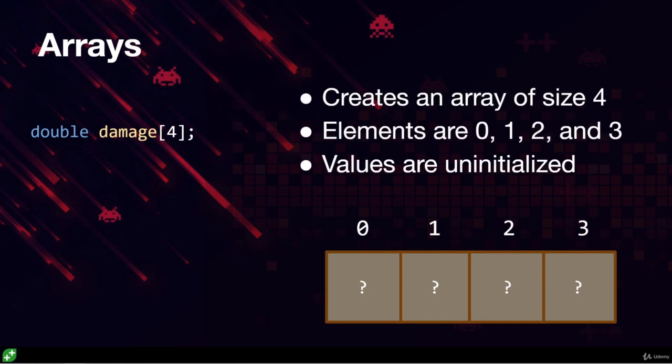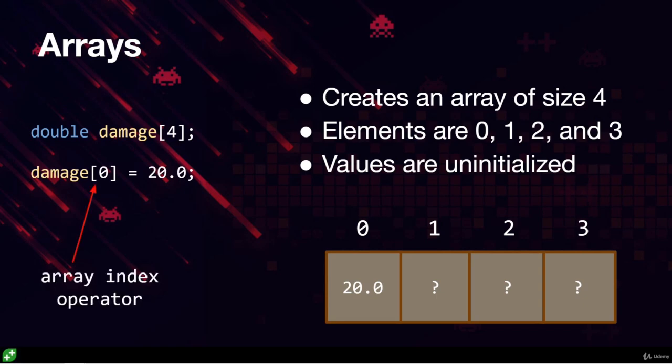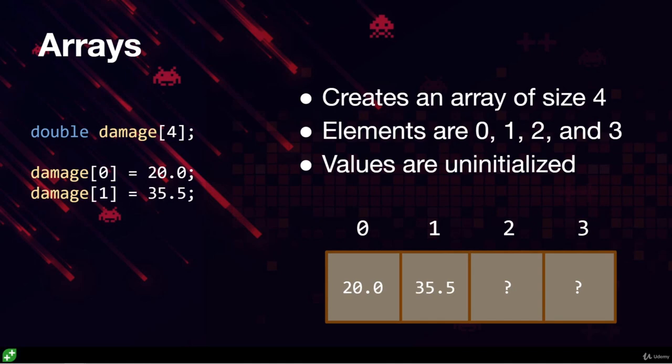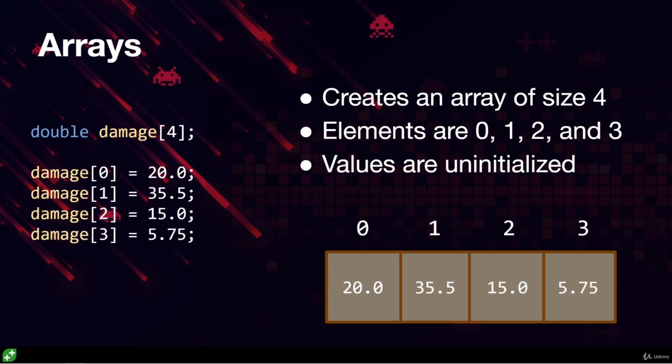So how do we initialize the array? Well, we do so by accessing one of the elements using square brackets along with an integer value for the index of the element. We refer to the square brackets here as the array index operator, and the index determines which array element to access. We can then use the assignment operator to store a value in that element at the assigned index. So to assign a value to the array element at index 1, we would use the array index operator with a 1 inside and assign a value using the assignment operator. We can assign values to each of the elements in the array in this manner.